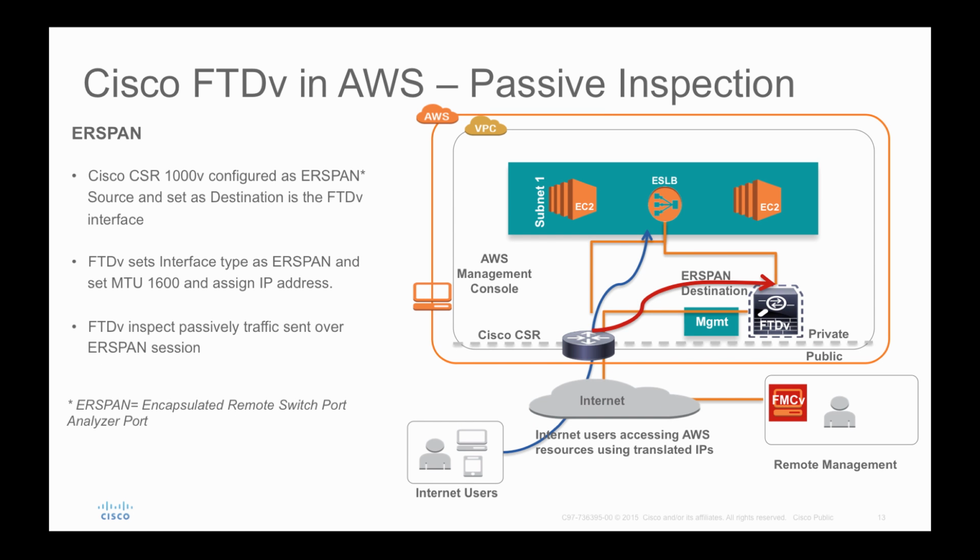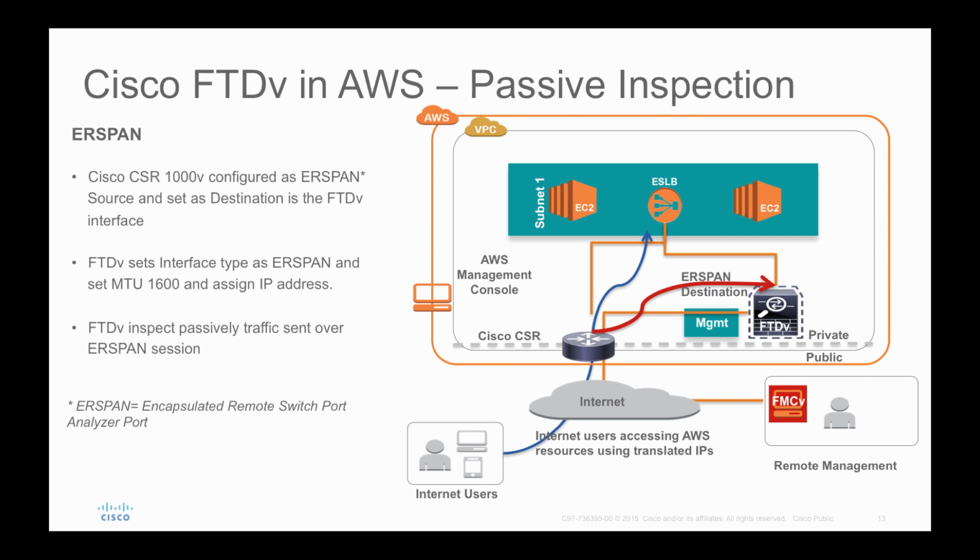Second deployment option is passive inspection. So if you have Cisco CSR running already in your network, you can create an ERSPAN and send it to FTD, and FTD will look at the traffic and allow or drop traffic according to the policies configured on FTD.